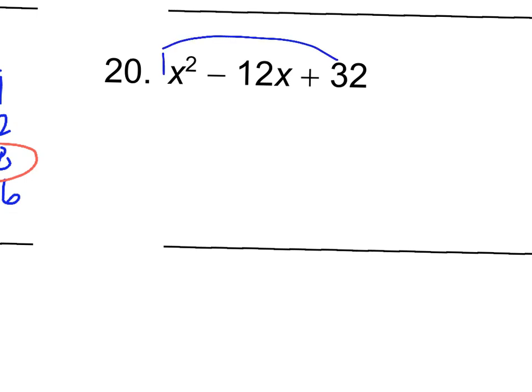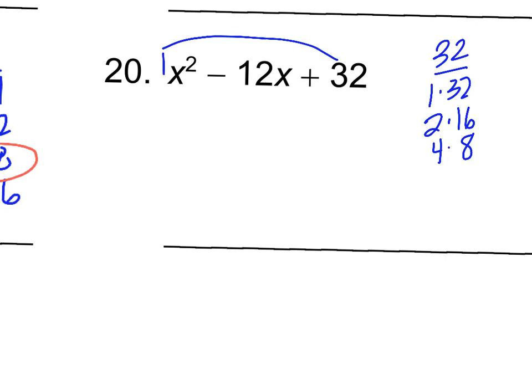1 times 32 is 32. So 1 times 32, 2 times 16. 3 does not go in evenly. 4 times 8. 5 does not go in evenly. 6 does not go in evenly. 7 doesn't either. And 8 would be the next number, but it's already on my list. I'm looking for the pair that add up to be 12. So we can see here that the 4 and the 8 add up to be 12.